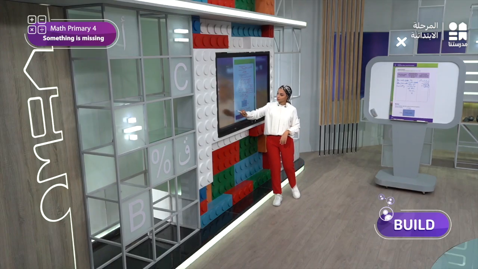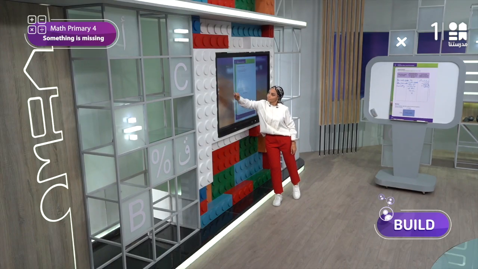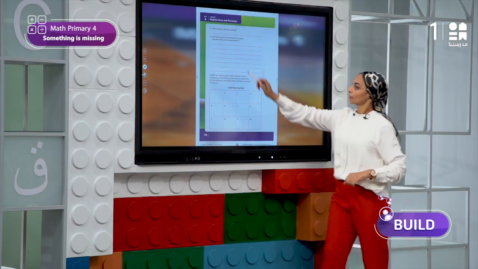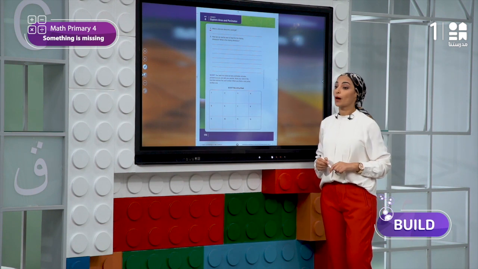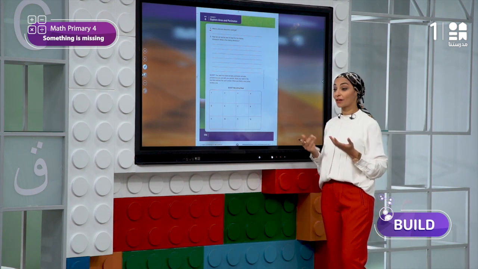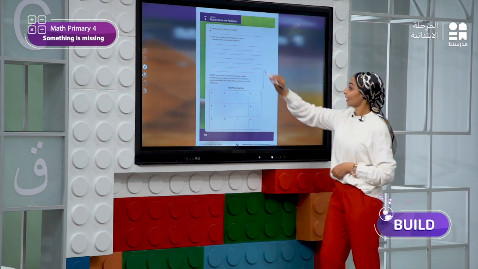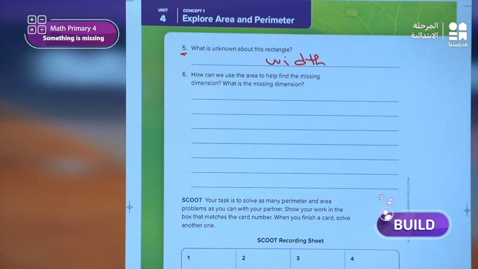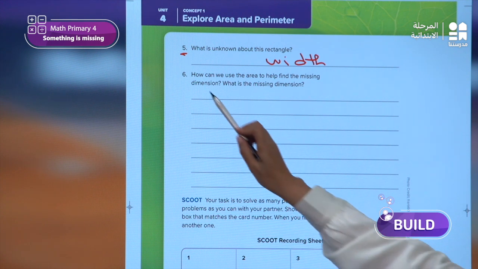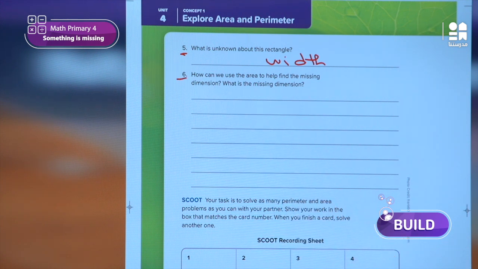Let's move to the second page. Okay, so this is the first step. Second step, what is the unknown about this rectangle? What is the thing I don't know in this rectangle? Yes, the thing I don't know, the thing I want to find, is the width. Third step, how can we use the area to help me find the missing dimension?